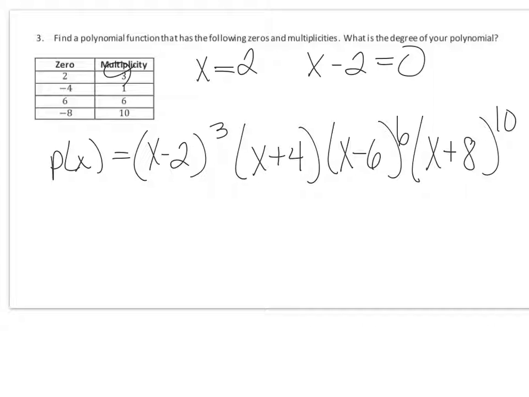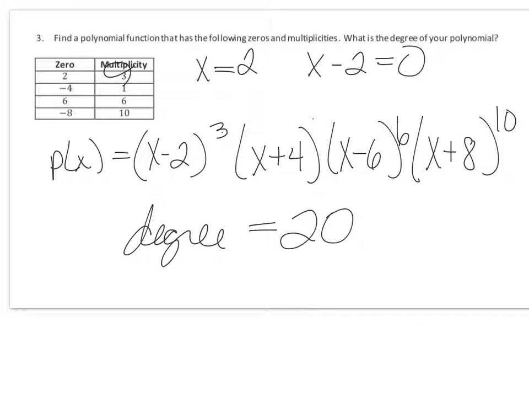Okay, what is our degree? 10 plus 6 is 16, plus 1 is 17, plus 3 is 20. Awesome.